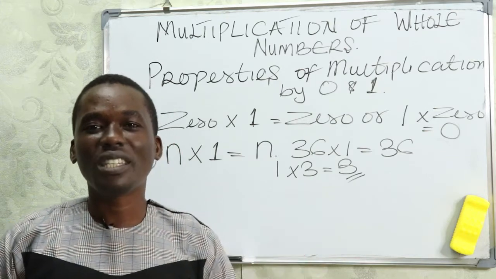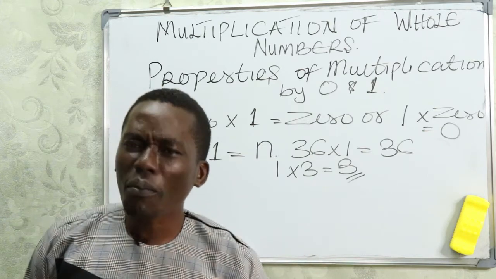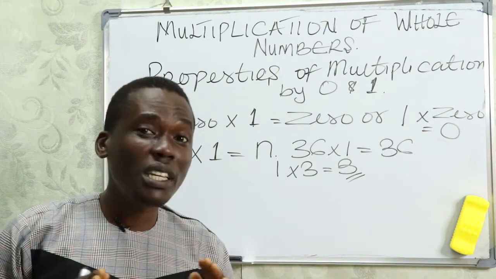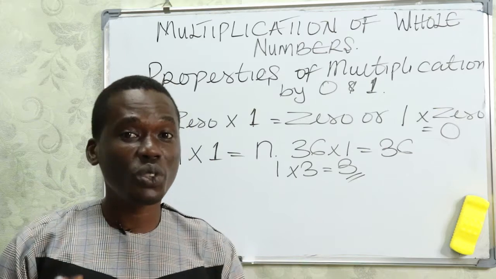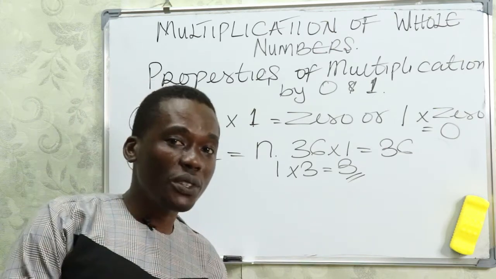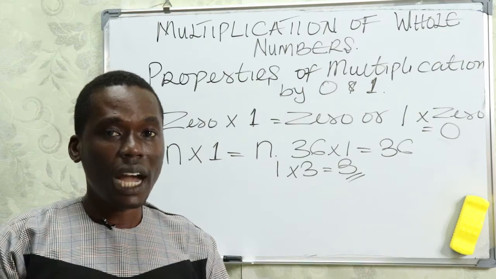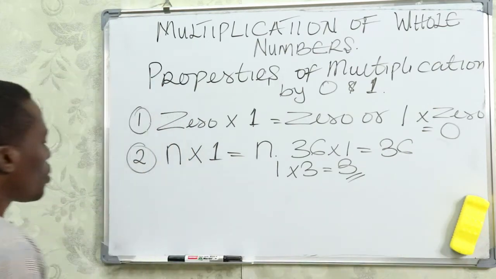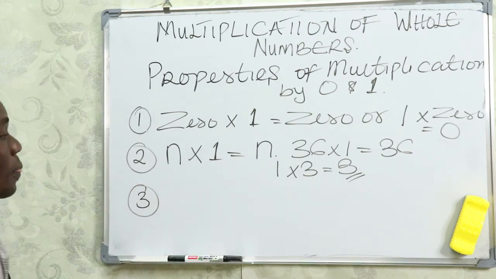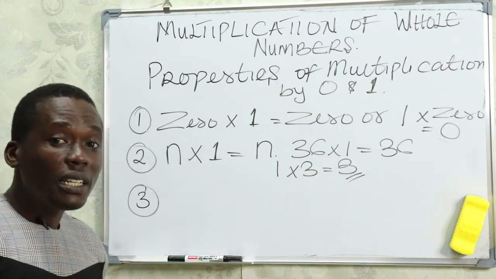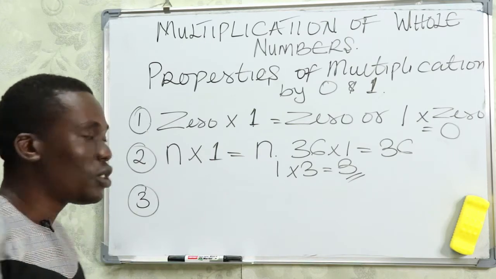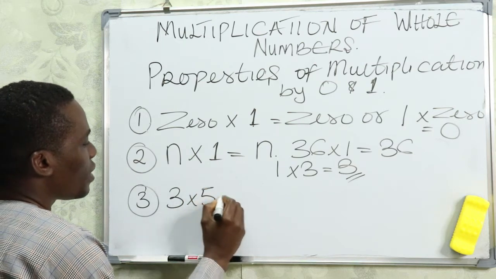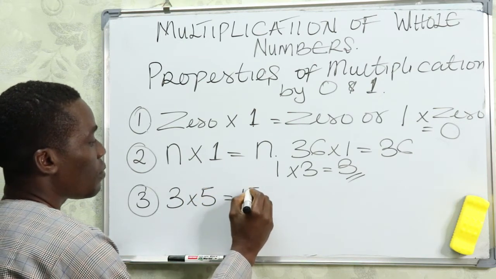Very easy to understand. Now another property I want you to note about multiplication is this. In multiplication, the order does not matter. If you put the first number before the second number and you multiply them, it gives you the same value. Now come to see what I'm talking about. Property 3. Arrangement in multiplication does not matter. So the order does not matter. If I say 3 times 5 is equal to what?